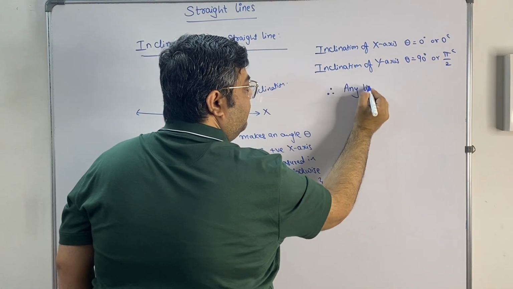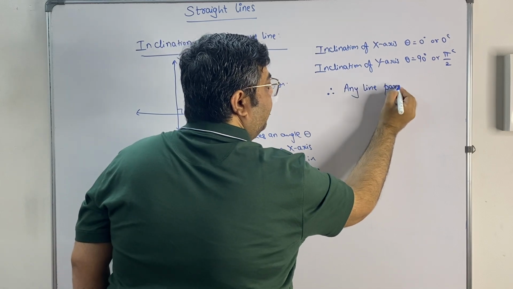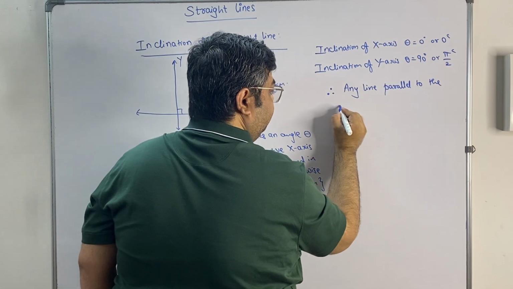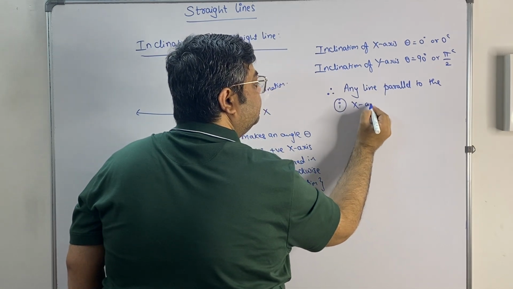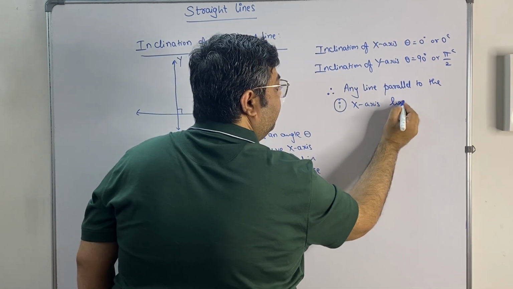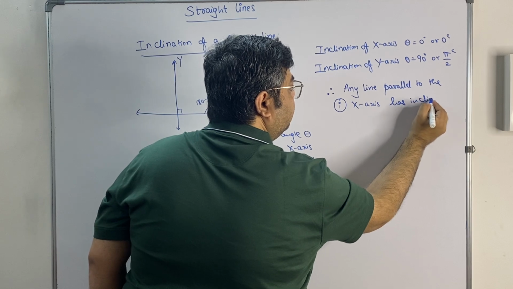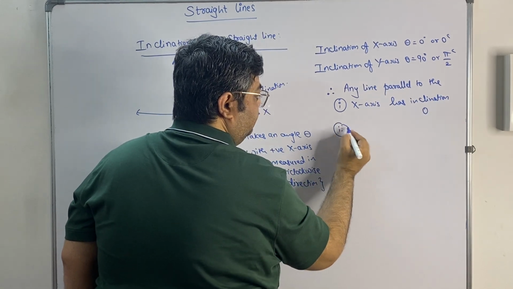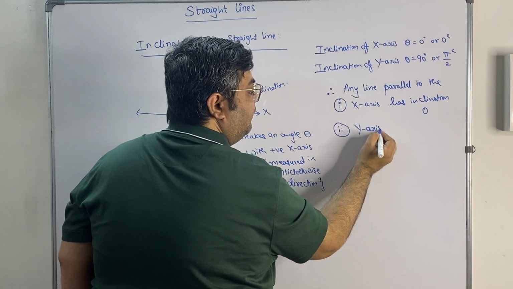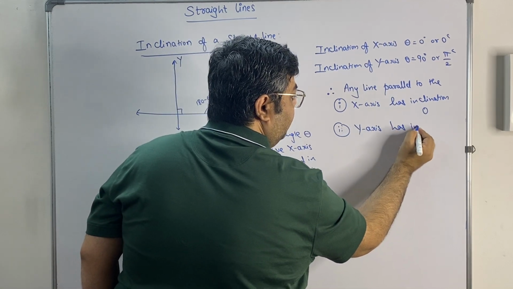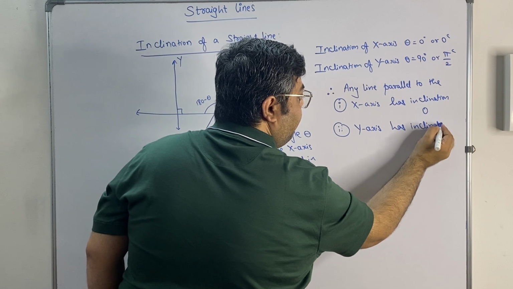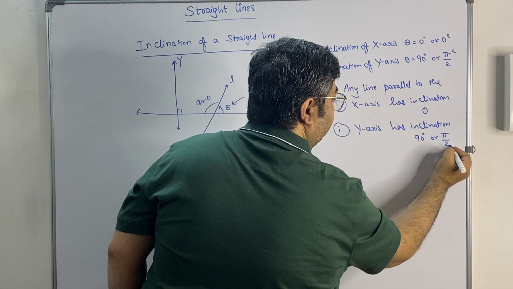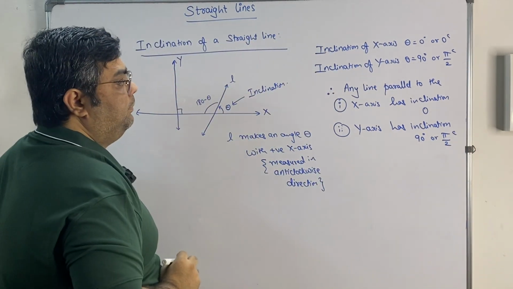Therefore, any line parallel to the x-axis has inclination 0, and any line parallel to the y-axis has inclination 90 degrees or pi by 2 radians.